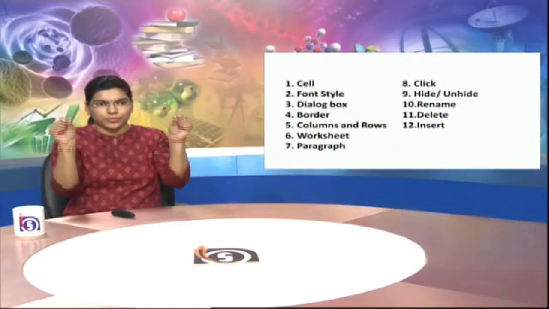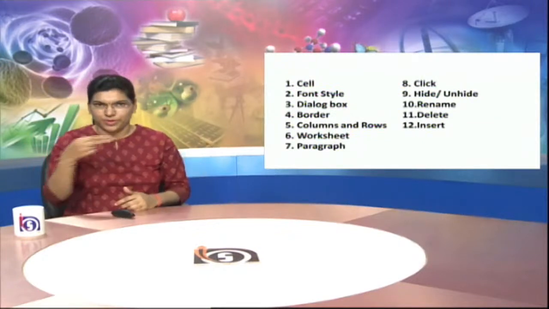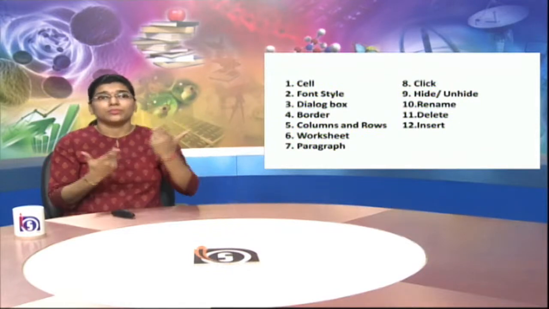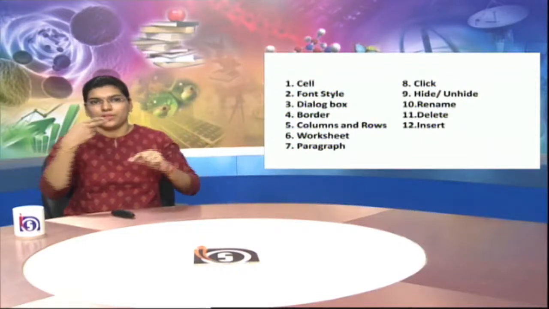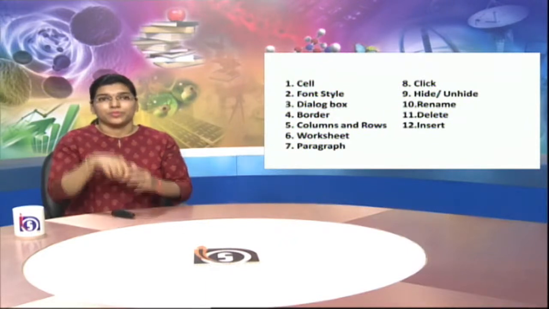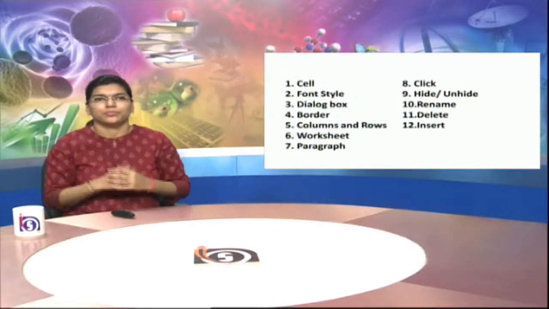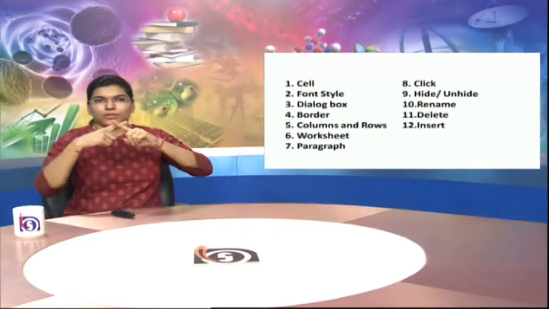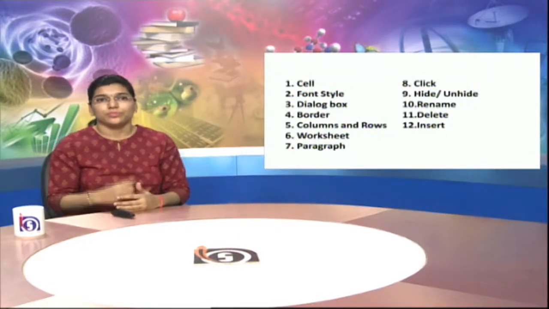Fourth word is border. Fifth word is columns, and there are rows. Sixth word is worksheets. Similarly, in Excel, there are worksheets as we did in previous lesson.